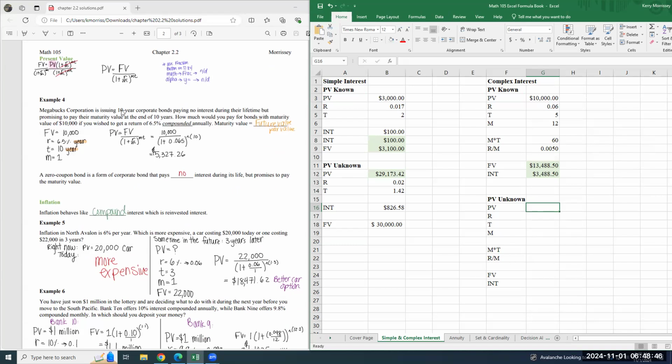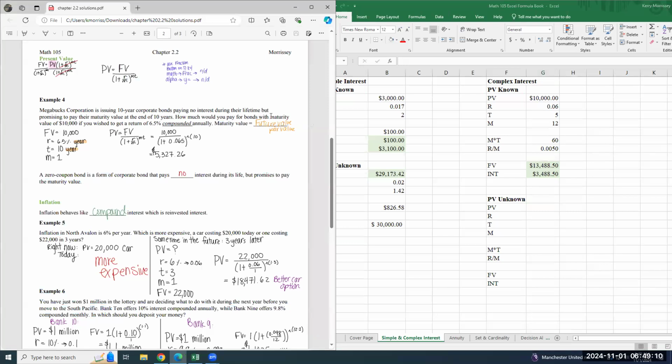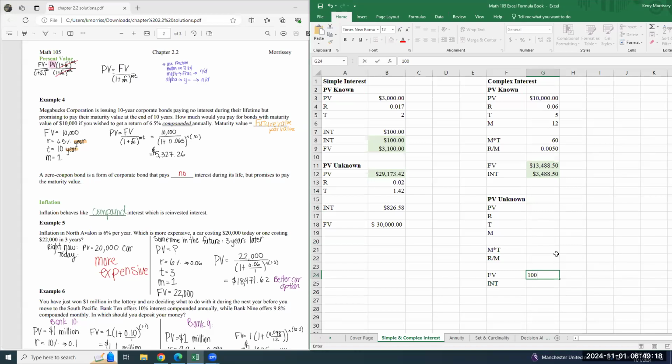So it says Megabucks Corporation is issuing a 10-year corporate bond paying no interest during the lifetime, but promises to pay their maturity value at the end of 10 years. How much would you pay for the bond with a maturity value of $10,000? They're not telling us specifically that the maturity value is your future value, other than I put it in our notes here. But think about somebody who's mature. They're a little older, further on in the future, right? So maturity is talking about some end value, which we said we have $10,000 here at the end.